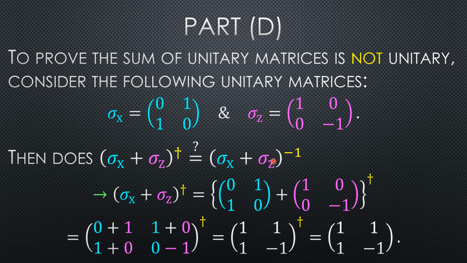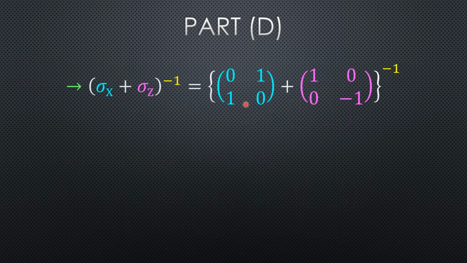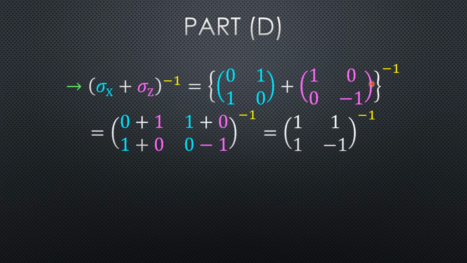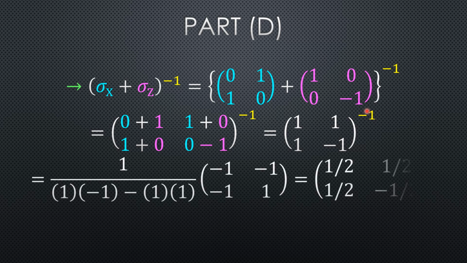Now we need to ask, does this actually equal the inverse? Let's find out. So we need to add the things together first and find its inverse. Upon adding it element-wise, we see we get the same matrix that we did last time. Now we need to find its inverse.